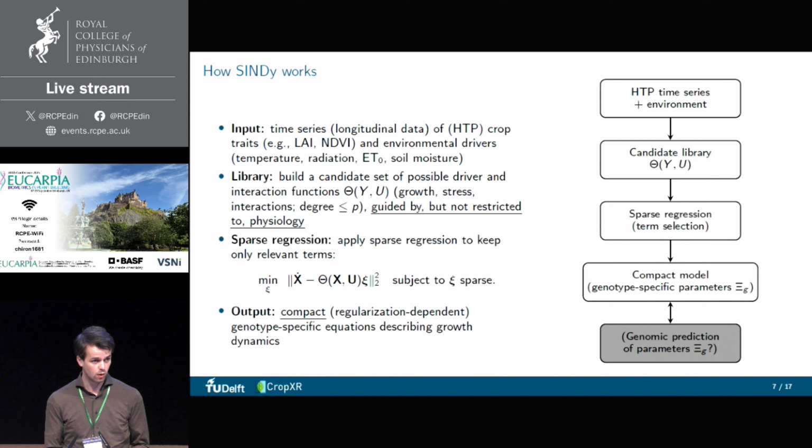And then the next step is where we select from the library of candidate functions which terms we want to keep. So we do sparse regression. We take the numerical time derivative of the crop traits, which is denoted by the x dot here. The matrix X contains all the crop traits over time. We estimate a numerical derivative, and then we try to fit it to the library of functions, denoted by theta, times some matrix Xi containing all the coefficients. The main thing about sparse regression is that we set this minimization problem such that the Xi matrix is sparse. So we only want a compact set of coefficients, because then the output will be a compact set of genotype-specific equations that describe growth.